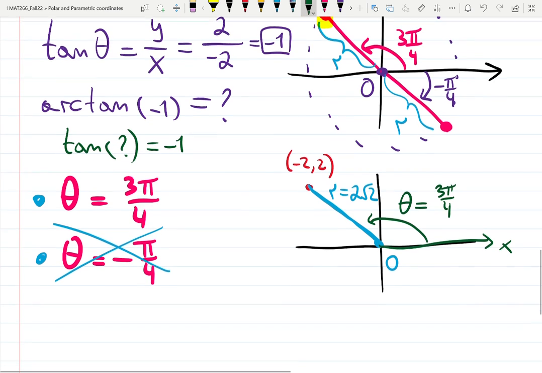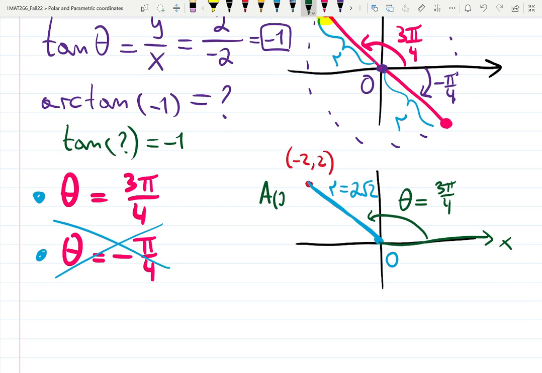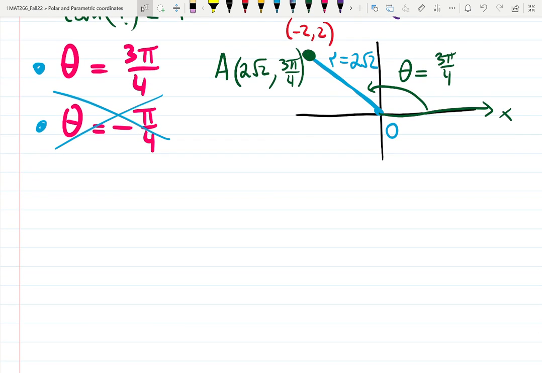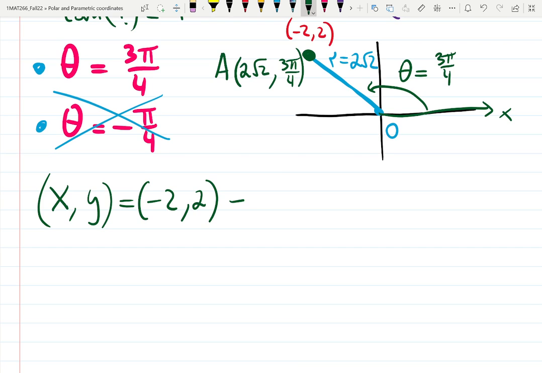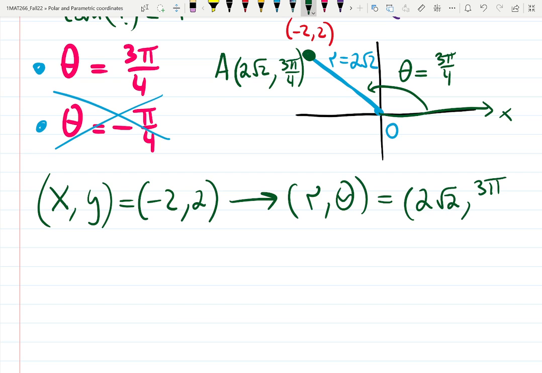So the point A has 2 coordinates now, not negative 2 and 2 anymore, but 2 square root of 2, comma 3 pi over 4. This is a new coordinate. Let me write it down below as well. What we did was jump from x comma y, minus 2 and 2, into r comma theta: 2 square root of 2, 3 pi over 4.